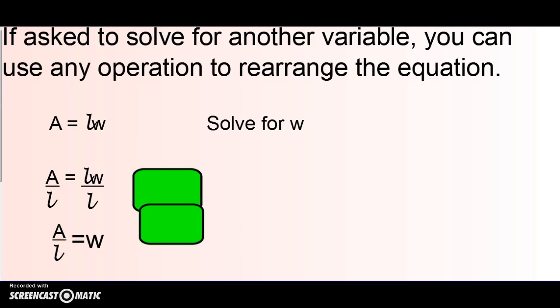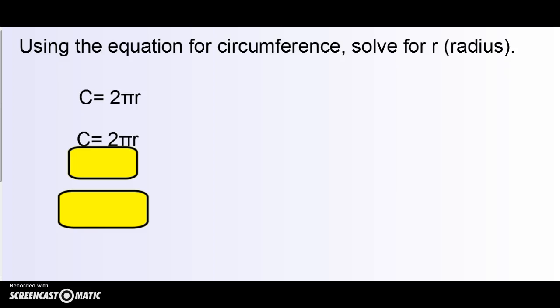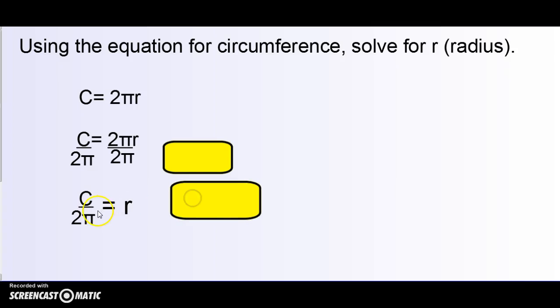Then they do get a little more complicated. For this one, use the equation for circumference, solve for radius. So here you have the equation that you should just have memorized, 2 times pi times radius. And so you'd say, I want to get radius alone, divide both sides by 2 pi, and then over here on this side, the 2 over 2 would equal 1, and pi over pi would equal 1, so radius would be alone. And then you'd have circumference divided by 2 pi equals radius.